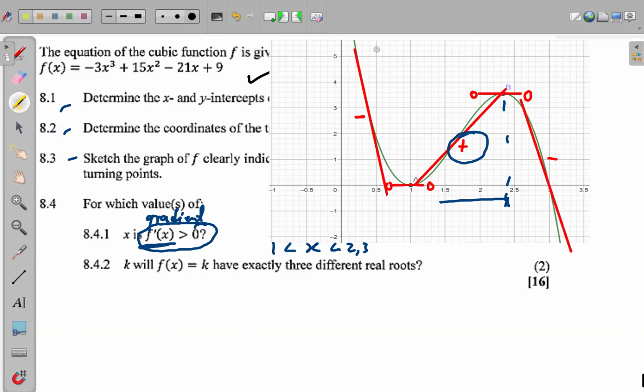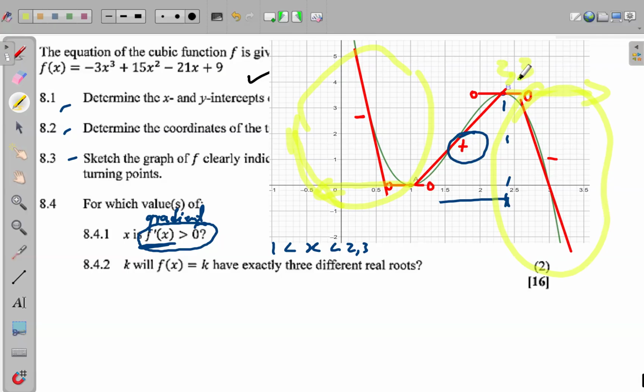I hope you can see right from here that for x values where the gradient is negative, you are looking at this region here and that region there. That's what you are looking at. So you'll have two answers there. You'll have two regions. You'll say x values that are less than 1 and x values that are bigger than 2.3.